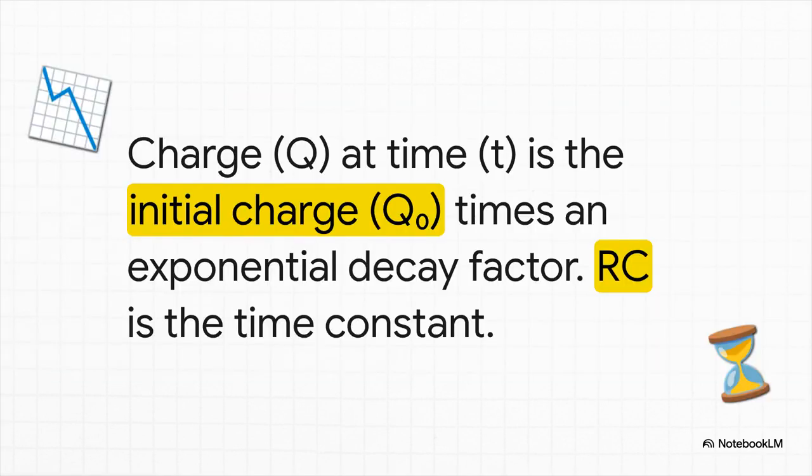Discharging works in a similar way, following this exponential curve. The charge, Q, at any given time t, is just the initial charge it started with, Q0, multiplied by that exponential decay factor. That little RC term in the exponent is really important. It's called the time constant. It literally tells you, in seconds, how quickly the capacitor discharges. A bigger time constant means a much slower discharge.